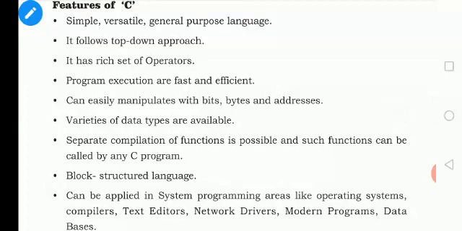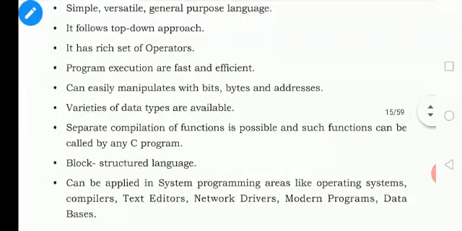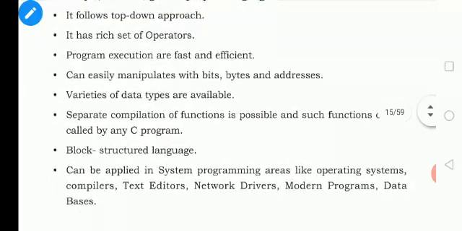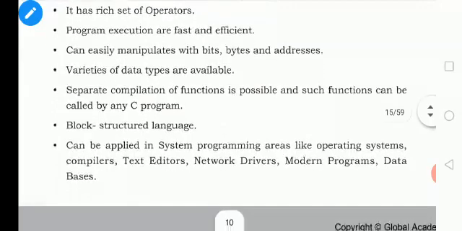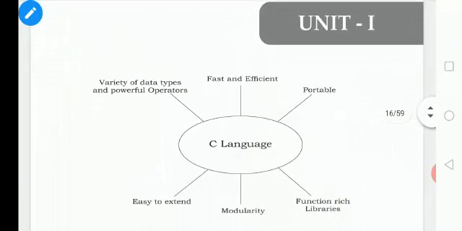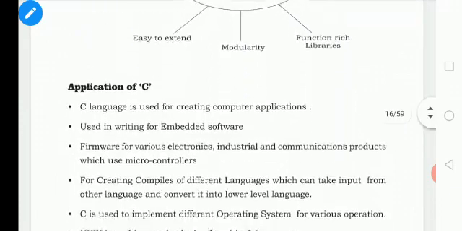Separate compilation of functions is possible, and such functions can be called from any C program. Then it is a block structured language. I told you it works block by block. It can be applied in system programming areas like operating systems, compilers, text editors, network drivers, modern programs, and databases. These are the features. The same features are given in this form. Then, applications of C.